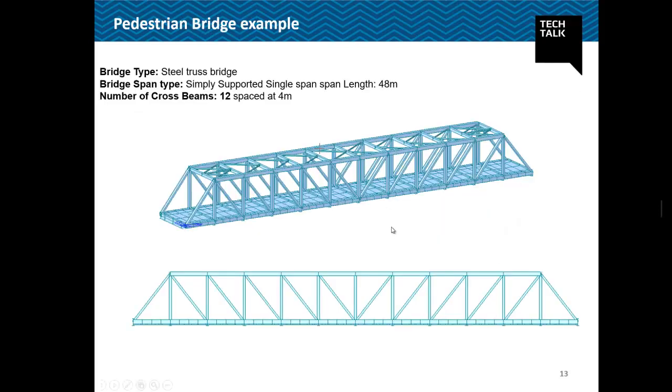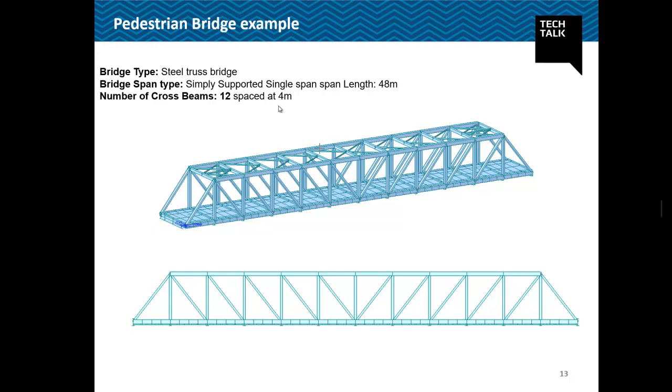So this is today's example which we'll be using to do the dynamic analysis of footbridges. This is a steel truss type of bridge, the total span is 48 meters, and the number of cross beams is 12, which are spaced at 4 meters each.